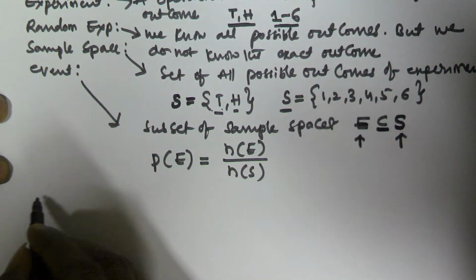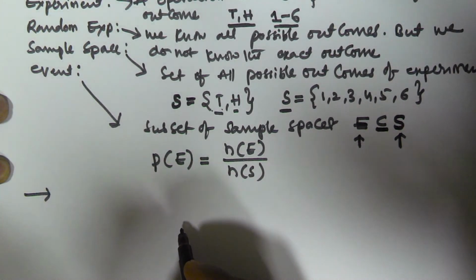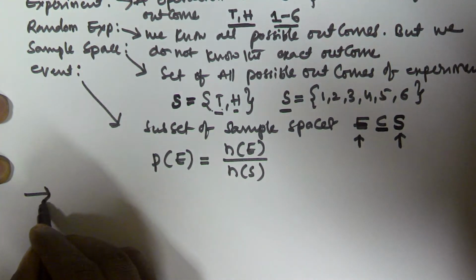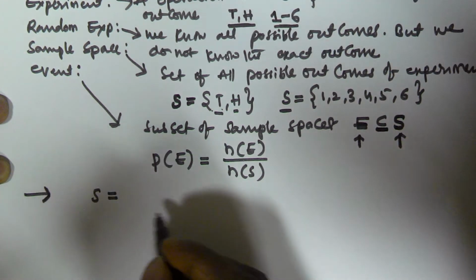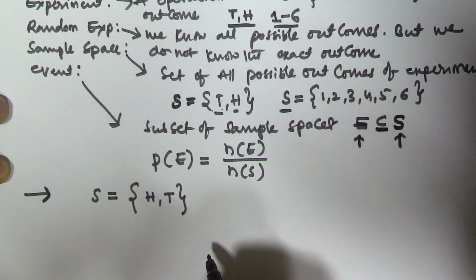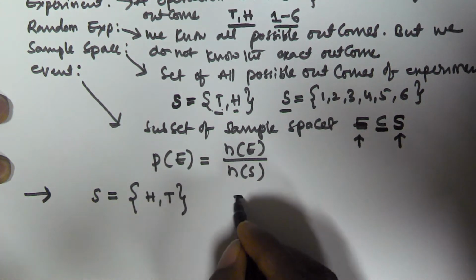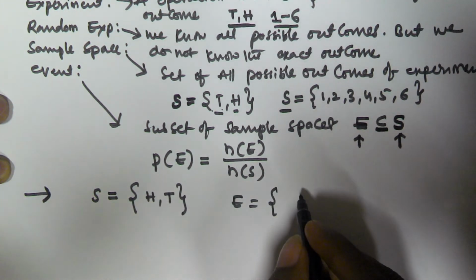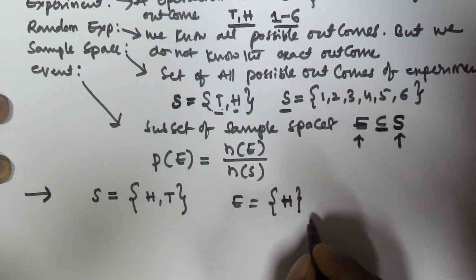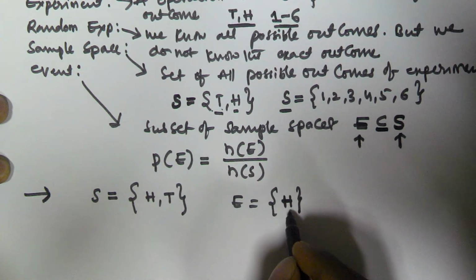I will show you one example. For example, we are tossing a coin, and we have to find the probability of getting head. The sample space of the coin tossing experiment contains head or tail. So what is the event? For what event do we want to find the probability? We have to find the probability of head coming whenever we toss a coin. So that is the event.